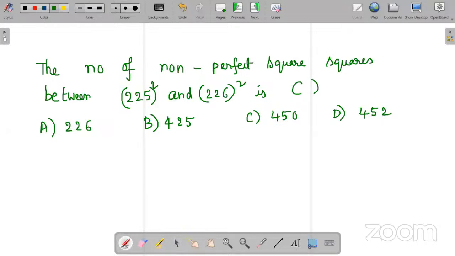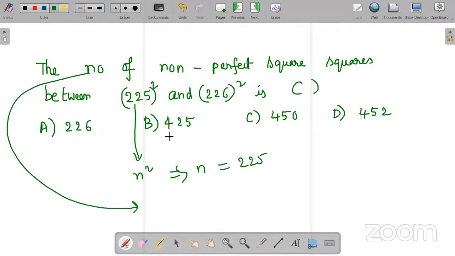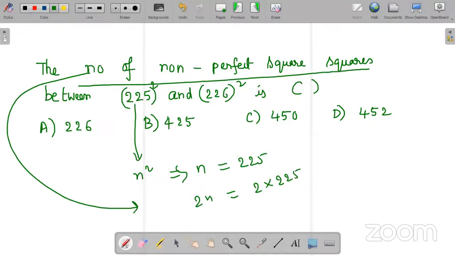Yes. See, very simple. This is n square. You can write n is equal to 225. The number of non-perfect square numbers is equal to 2n, 2 into 225. That is 450. Yes. C is the right answer.